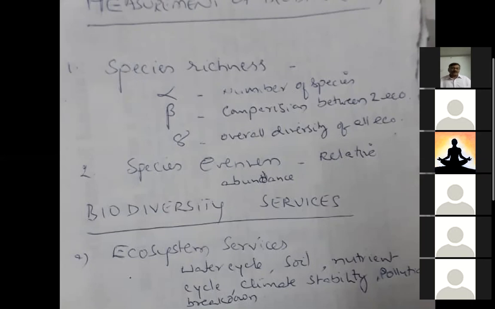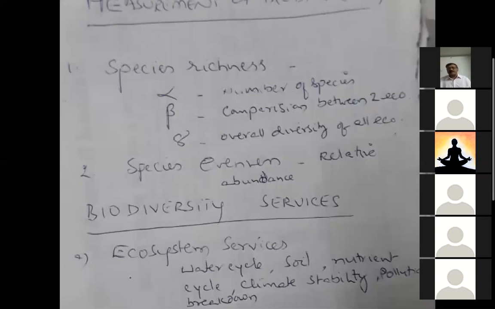I told you the measurement of diversity is by 2 methods. One is by richness. Again, richness is divided into alpha, beta, and gamma richness. Second is evenness. Species evenness is the second method by which we measure diversity.